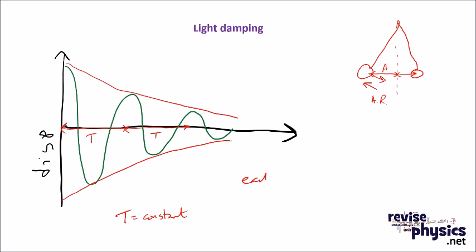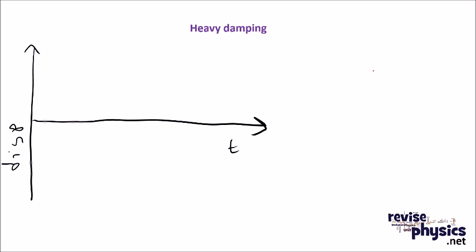So each successive reduction is the same as the one before. So if it dropped by a half after one oscillation, it would drop to a quarter after the next oscillation, and then to an eighth, and so on. The next kind of damping that we need to look at is something called heavy damping.